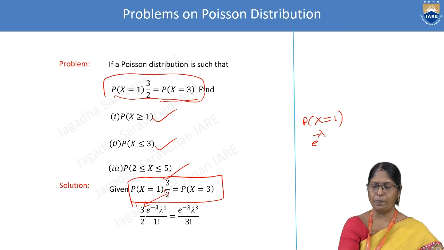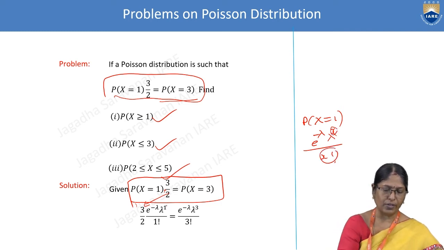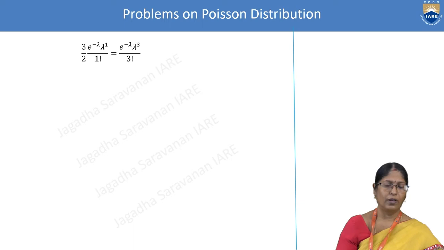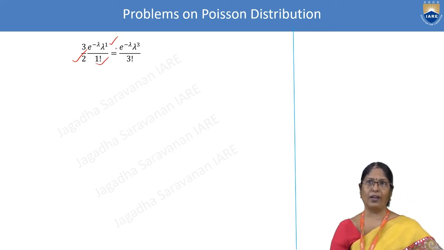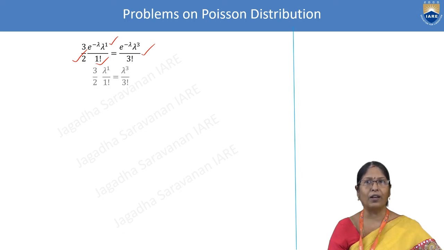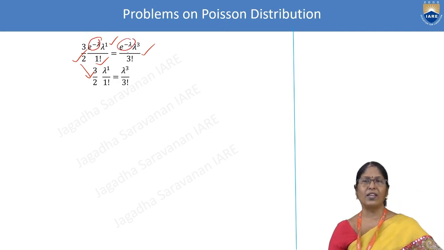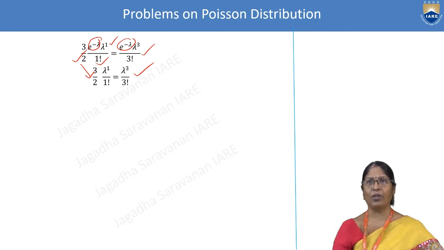We know the Poisson formula, e power minus lambda into lambda power x by x factorial. So in the x place we substituted 1. Here also the same Poisson formula, in the x place we put 3. Now 3 by 2 e power minus lambda, lambda power 1 by 1 factorial, is equal to e power minus lambda into lambda cube by 3 factorial. So 3 by 2, here e power minus lambda and here e power minus lambda both get cancelled. So the remaining is lambda power 1 by 1 factorial, and the right hand side is lambda cube by 3 factorial.